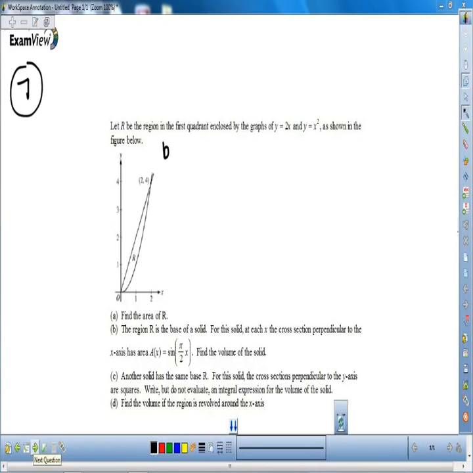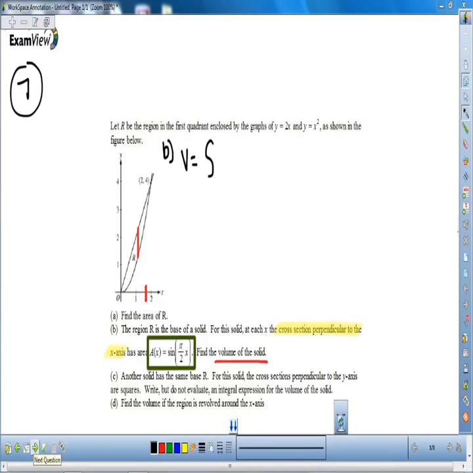For part B, we're finding the volume of the cross-section perpendicular to the x-axis. Remember, perpendicular to the x-axis means that it's going to be vertical. One of the things we're given is the area. We don't know what the cross-section is, but we have the area of the cross-section. And remember, the volume is the area of the cross-section times the small change in x, because if you draw your vertical strip, the width is a small change in x.